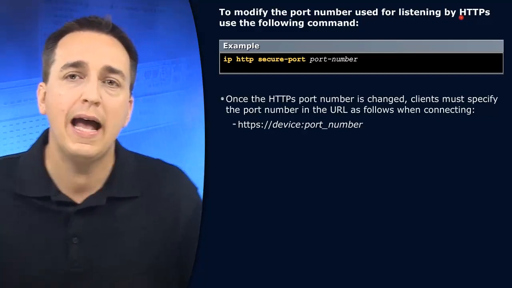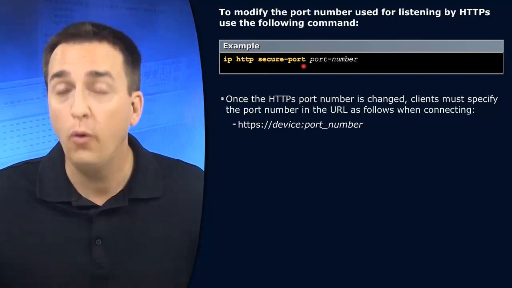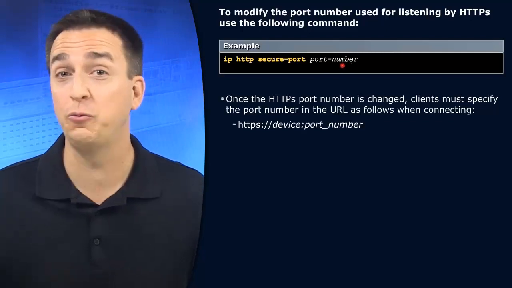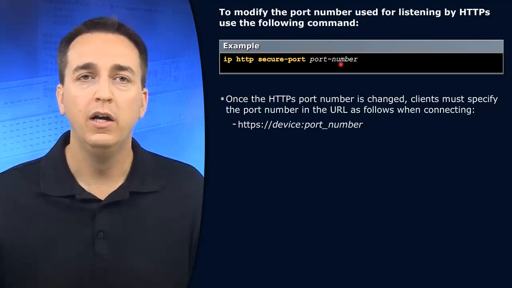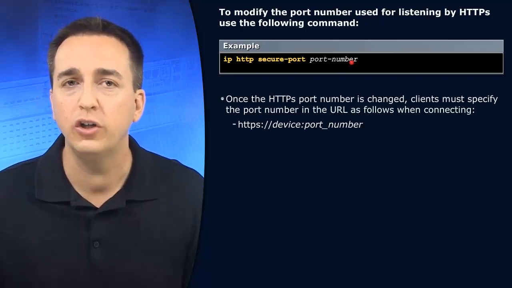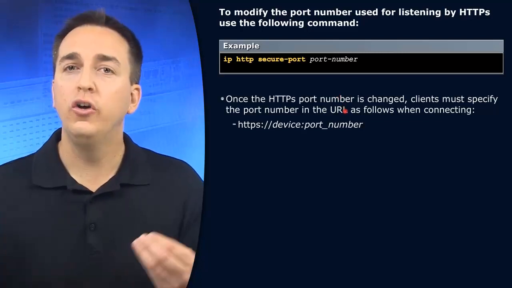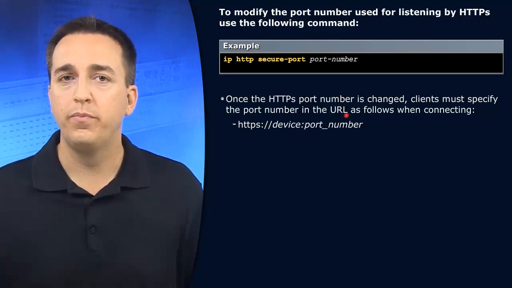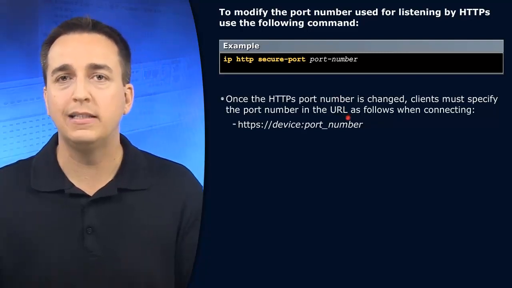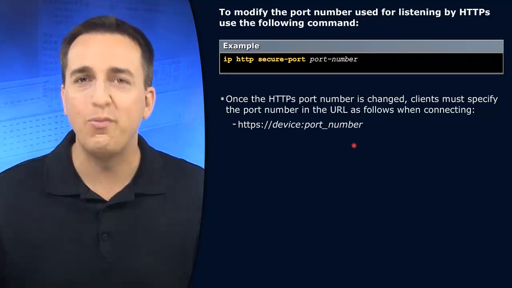So with HTTPS, you could change it using this command, IP HTTP secure port, and then specify your new port number. So let's say you use port 4433 instead of 443. By changing it here on the device, the router, you now have to make sure that those end users that are going to be accessing this router for management purposes know that port number, or their applications that they're using to access this device via HTTPS know that port number.